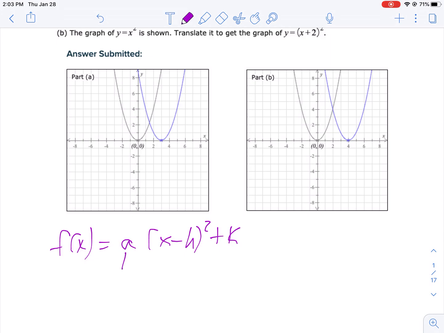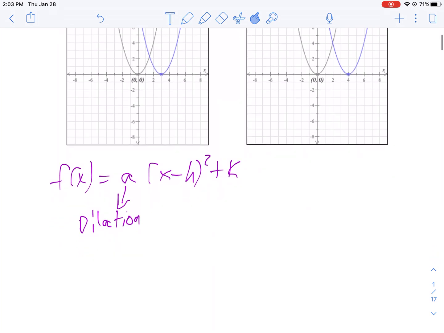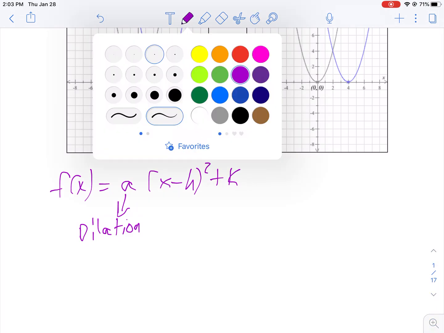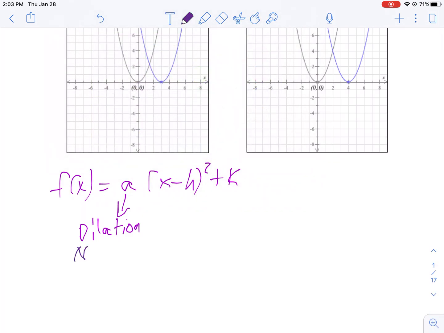A is going to be a dilation. So if a is greater than 1, your graph is going to get skinnier. If a is less than 1, your graph is going to get wider. If a is negative, that means you're going to flip it over the x-axis.